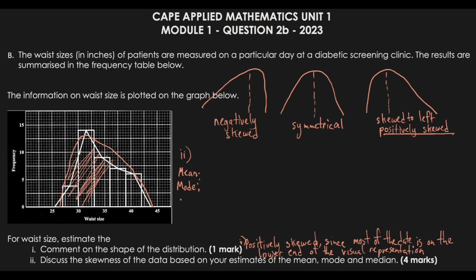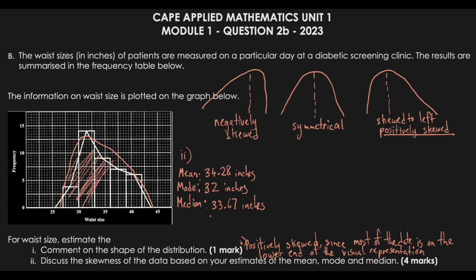Just bringing back our values from before here. Since we're commenting based off of these, we have the mean, which is 34.28 inches, the mode, which is 32 inches, the median, which is 33.67 inches. Alright, so based off of this, we need to comment on the skewness of the data.